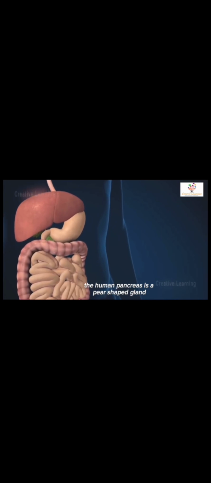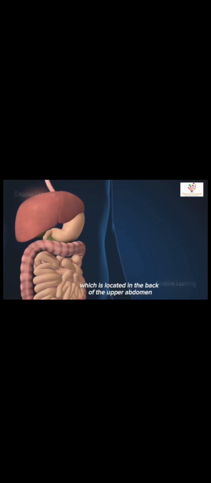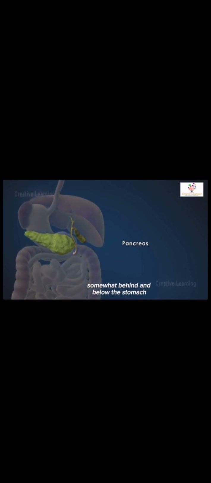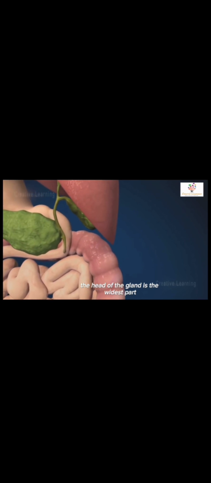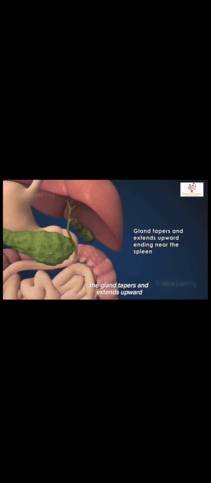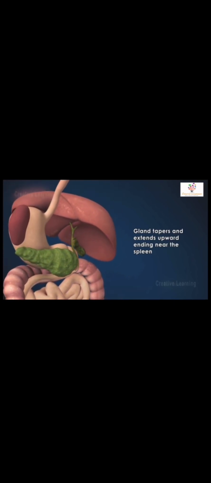The human pancreas is a pear-shaped gland which is located in the back of the upper abdomen, somewhat behind and below the stomach. The head of the gland is the widest part and lies in the curve of the duodenum. The gland tapers and extends upwards, ending near the spleen.